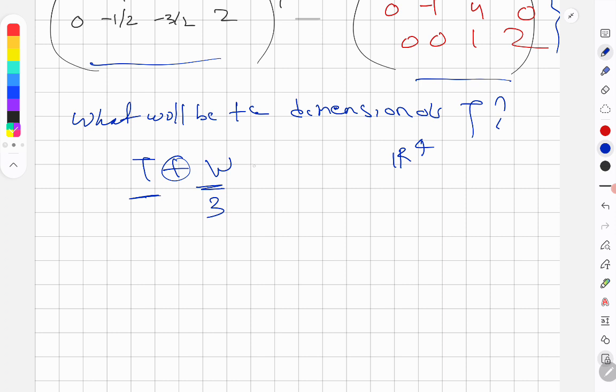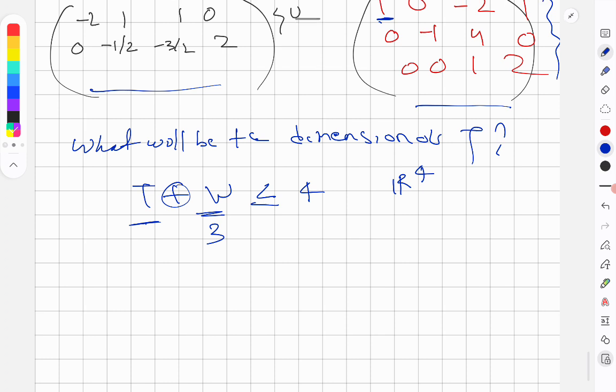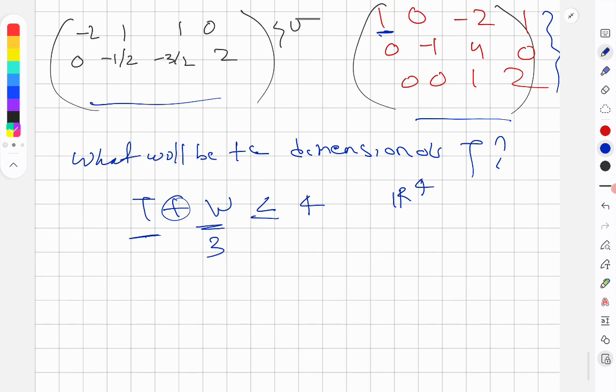So the maximum dimension should be less than or equal to 4, right? We are in R4, so the maximum possible dimension will be 4. So since the maximum dimension should be 4, the dimension of T should be 0 or 1. If it is 0, T doesn't exist. If it is 1, yes. So that's the case.